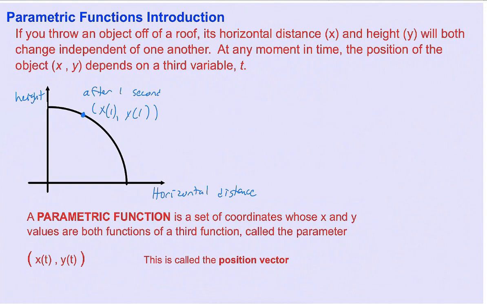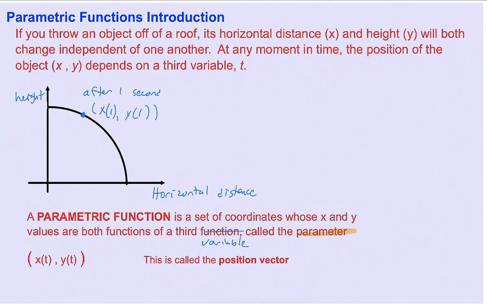For some reason, we call that independent variable a parameter. And I apologize, this should not say of a third function here. This should say of a third variable.